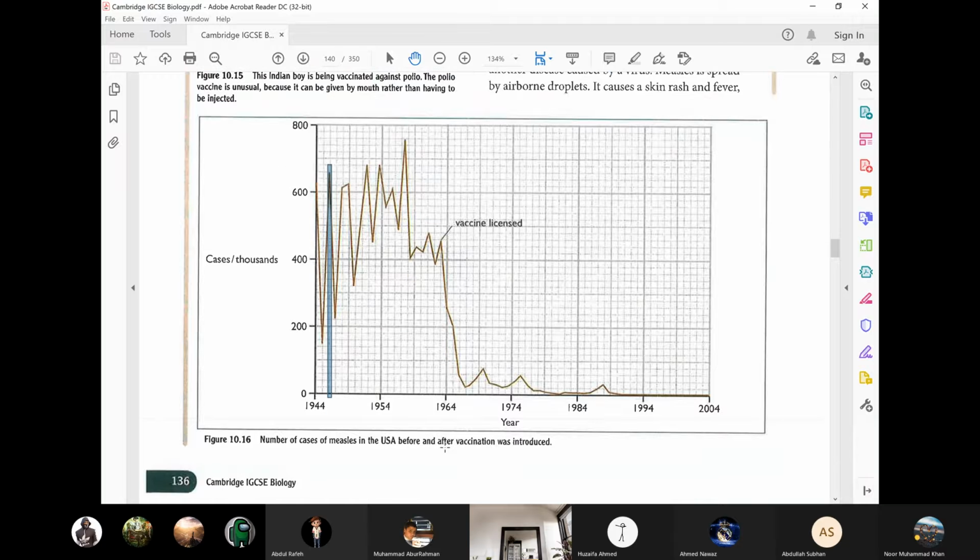Now remember one thing. Whenever there is a question about description, using data is very, very important. If you do not use the data, you will lose the marks. Understood, everyone? Yes, sir. All right.